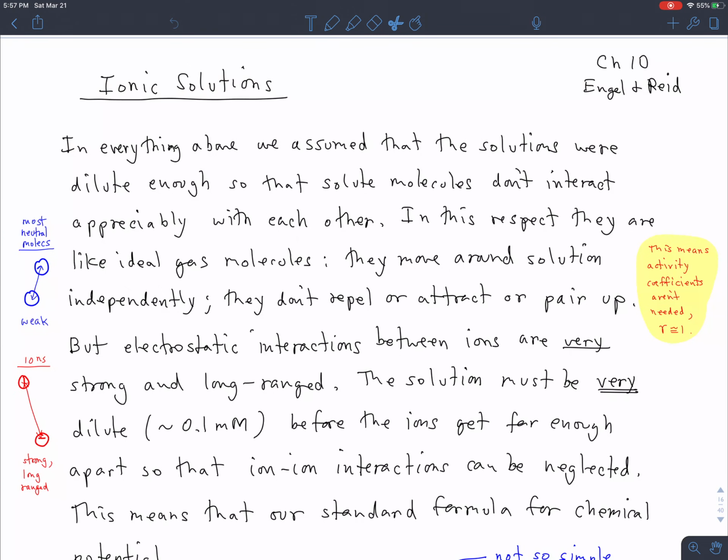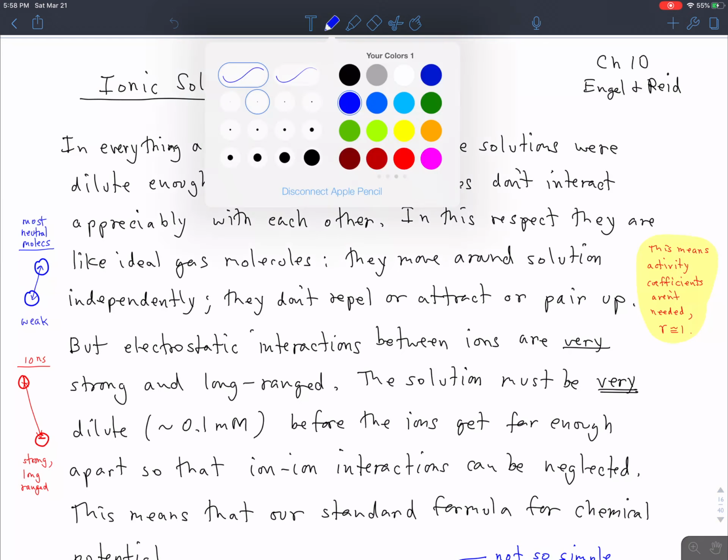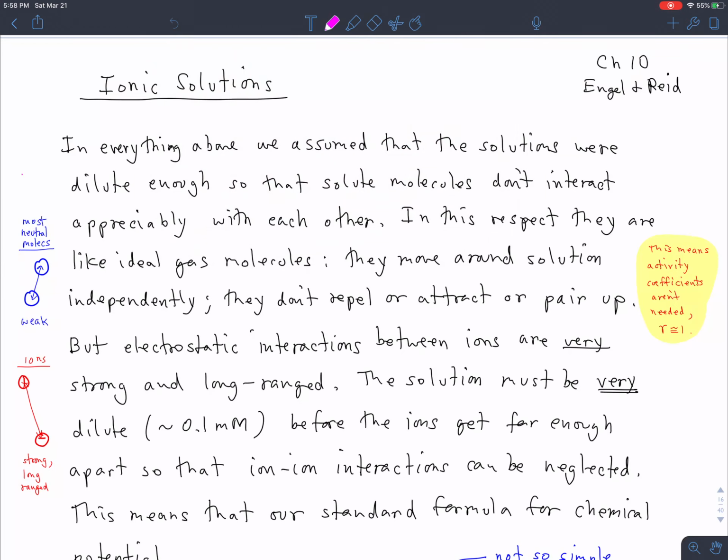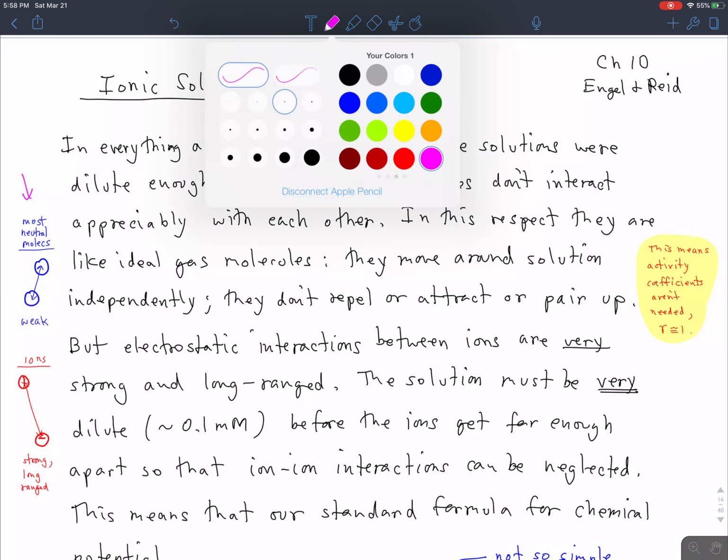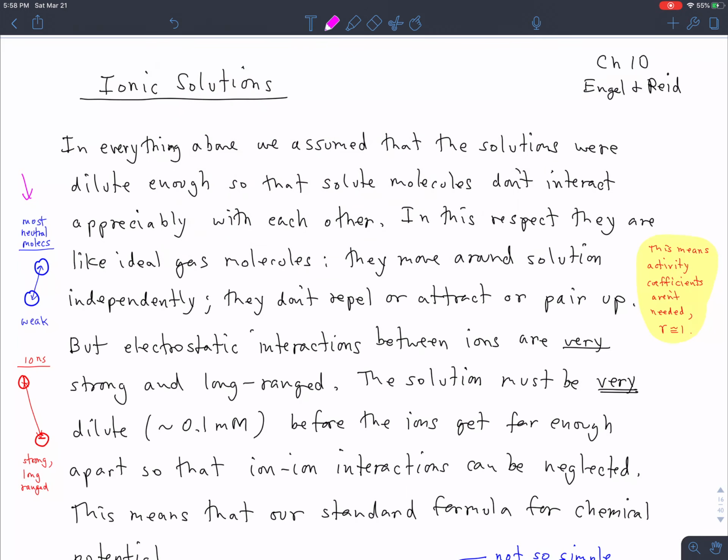Okay, so last time we talked about the theory of solutions when the solutes don't interact very strongly with each other. So we're talking mostly about the case that I've drawn here, where the molecules run around in solution, their entropy matters, and that contributes a lot to the chemical potential. But they don't really interact with each other. They don't clump up. They don't repel. And that's good for the vast majority of solutions.